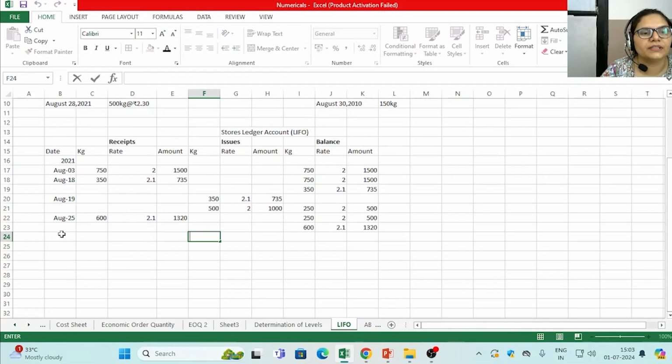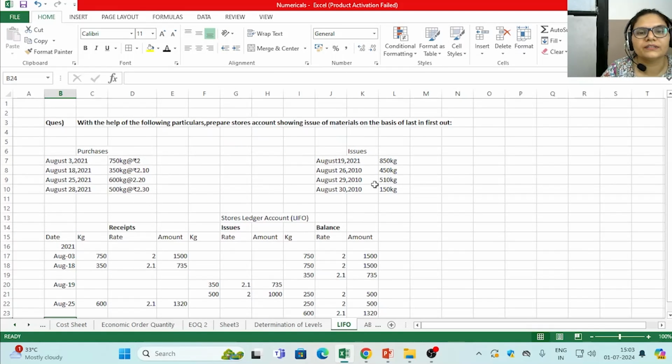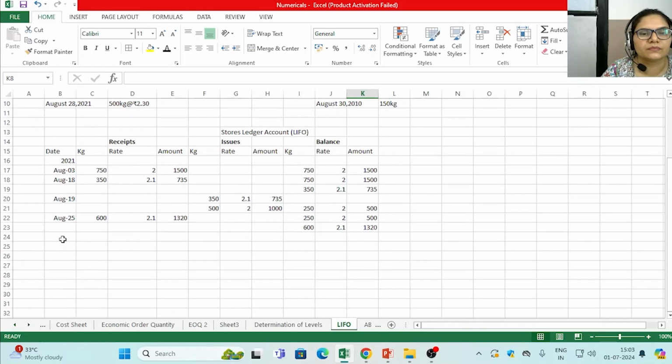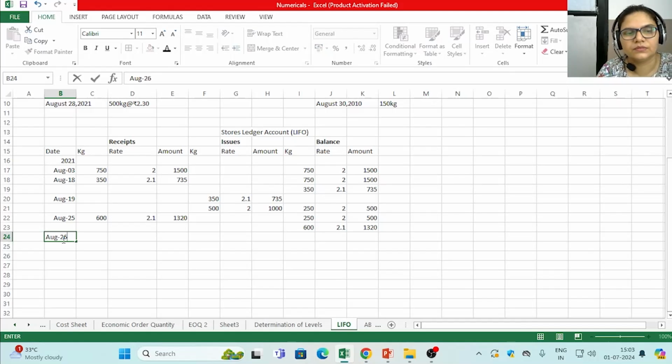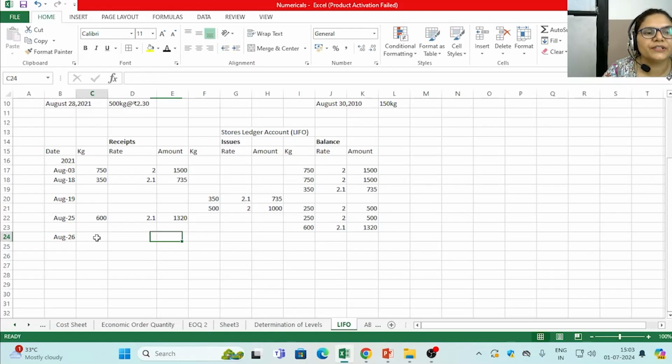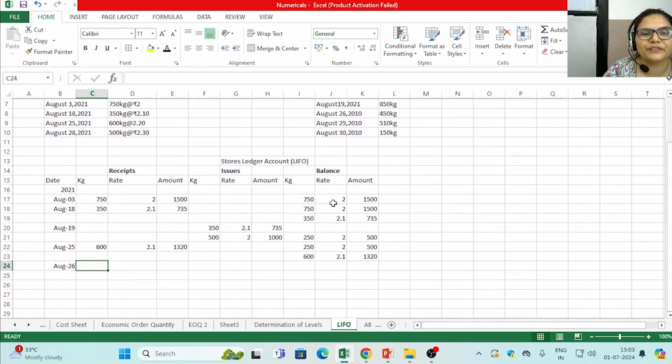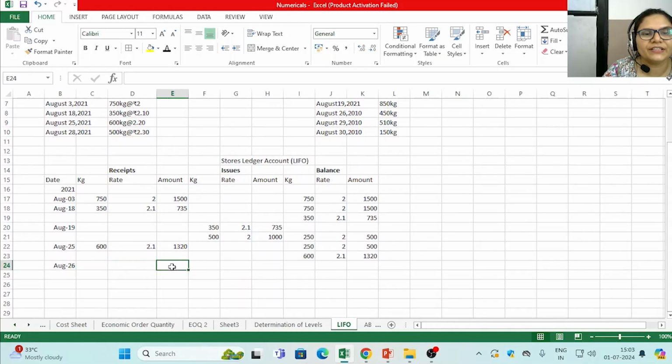Next transaction is of August 26. On August 26, we don't have any purchases, but we have issues of 450 kg. So 450 kg, as we are following LIFO method, we will issue from latest purchases which are of 600 kg at the rate of rupees 2.1. So 450 at the rate of rupees 2.1.